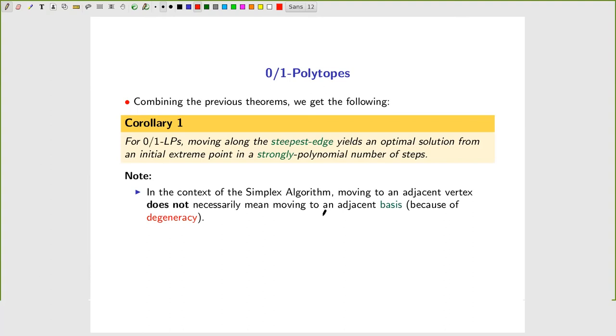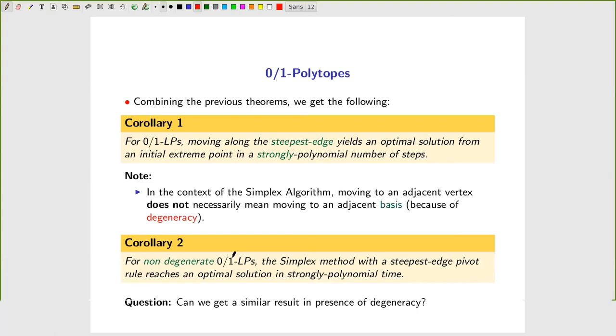Of course, a trivial corollary is that for a non-degenerate 0-1 polytope, the simplex method with a pure pivoting rule, like just taking the steepest edge, reaches an optimal solution in strongly polynomial time. If it's non-degenerate, there are polynomially many neighbors, actually d many, so you can find it easily. If you have degeneracy, you can still reach an optimal solution in strongly polynomially many steps, but you would have to really find this steepest edge by looking at all the neighbors. You can model this as an LP, but a pure pivoting rule would of course be way nicer. So it would be good to be able to say something in the presence of degeneracy.